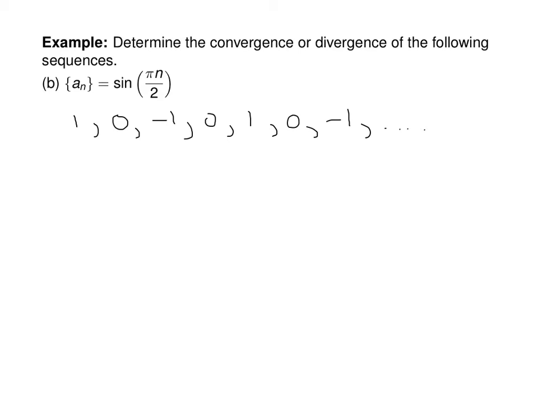Now, in order to have a limit, the sequence has to eventually go to one defined place. This sequence bops around between 1, 0, and negative 1, and doesn't ever make up its mind. This sequence diverges, and it diverges in a different way than the sequences that go to infinity.